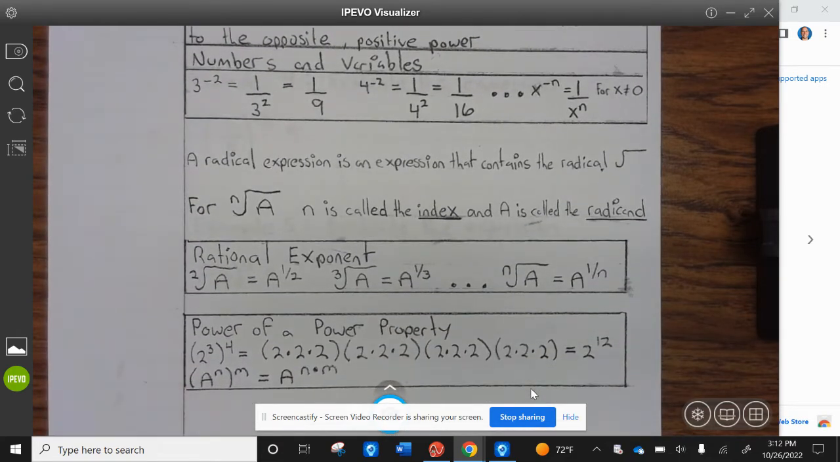A radical expression is an expression that contains the radical symbol here. For the nth root of a, n is called the index and a is called the radicand. A rational exponent: the square root of a equals a to the 1/2 power. The cube root of a is equal to a to the 1/3 power. The nth root of a is equal to a to the 1 divided by n.